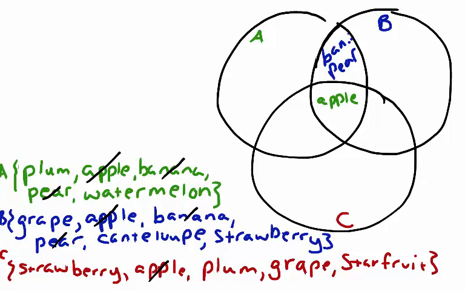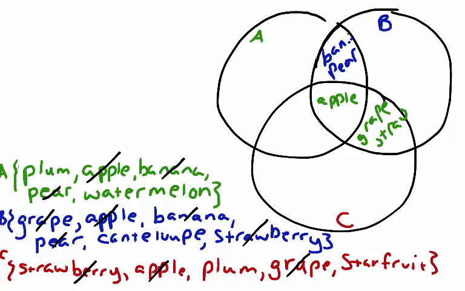Now let's take a look to see if there are any elements that are shared by sets B and C. Well, if I look at set B, it looks like grape is an element shared by sets B and C, and so is strawberry. So I can write those in here. We have grape and strawberry, which are shared by sets B and C.